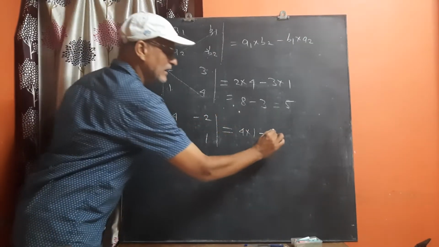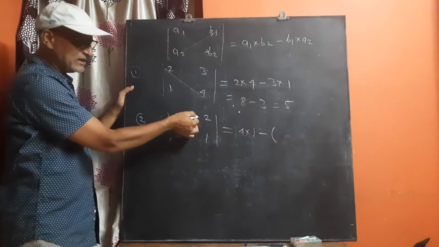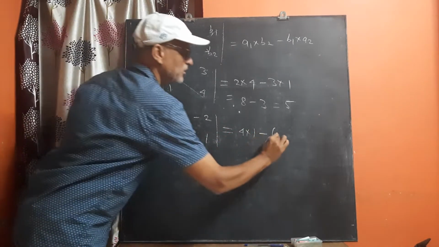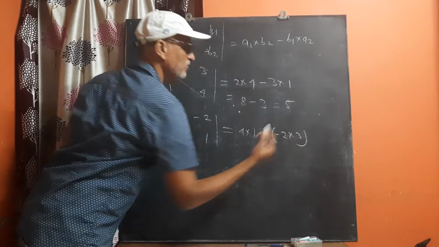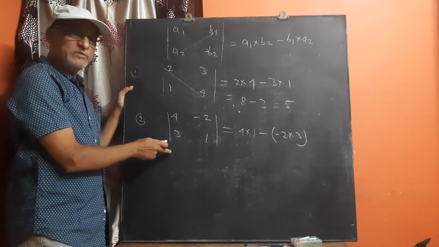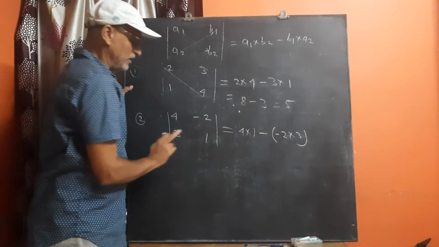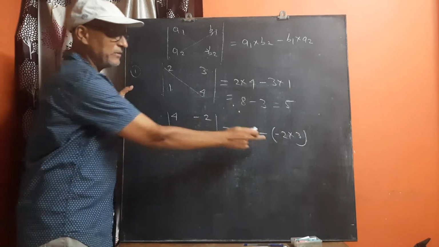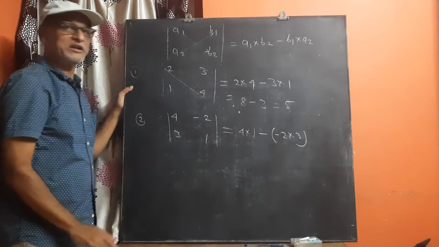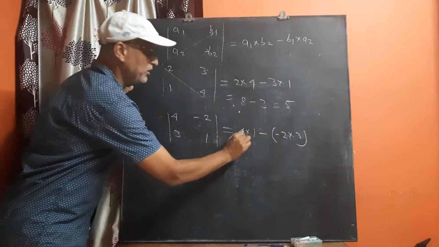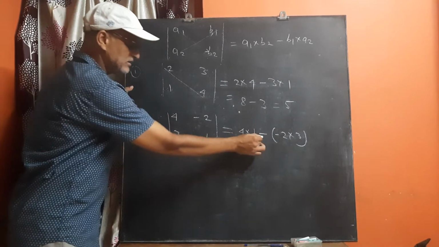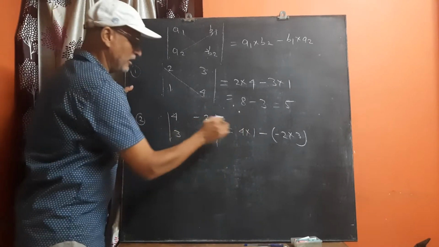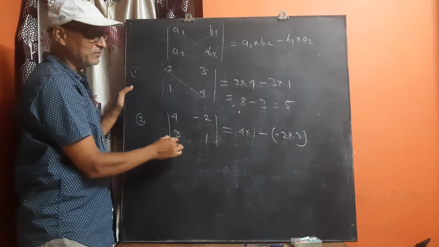So minus, I put the bracket here because the minus sign is there. So minus 2 into 3. It is always better to put brackets whenever a negative sign is there. So 4 into 1 minus 3 into minus 2, or minus 2 into 3, that is one and the same thing.